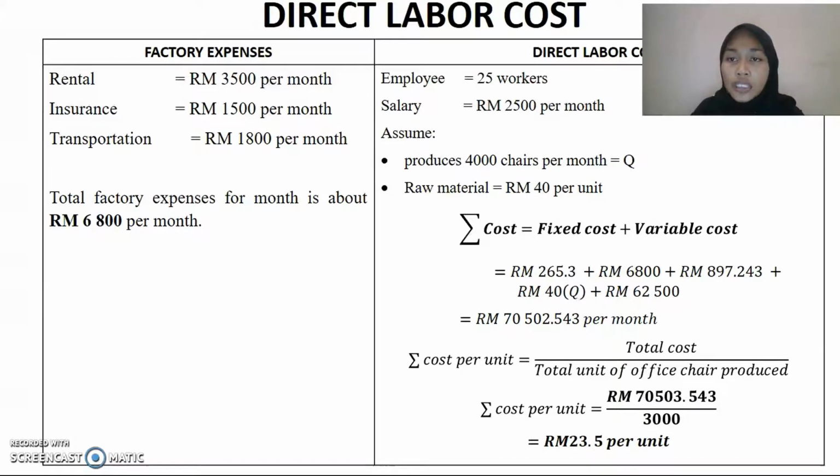While for the direct labor cost, we decide to hire 25 workers, and the salary for one person per month is 2,500. We assume we want to produce 4,000 chairs per month, and the price of the raw material is 40 ringgit per unit.